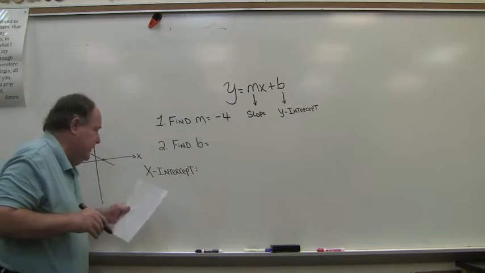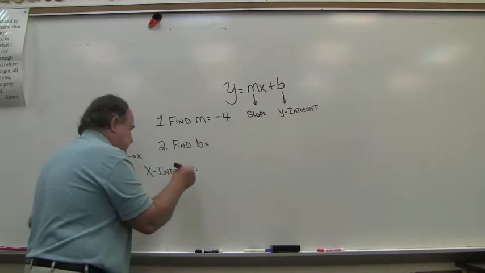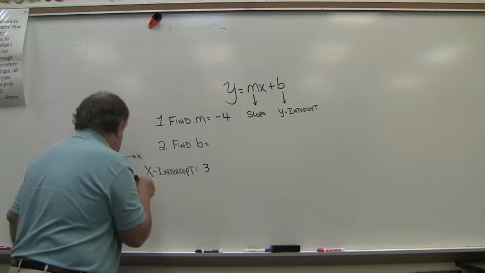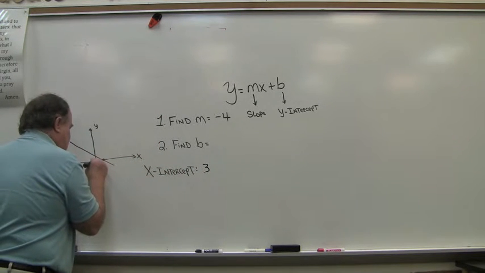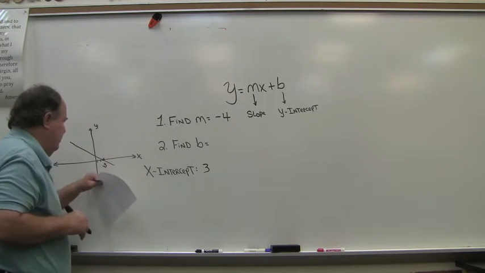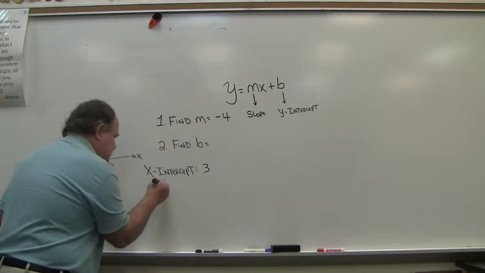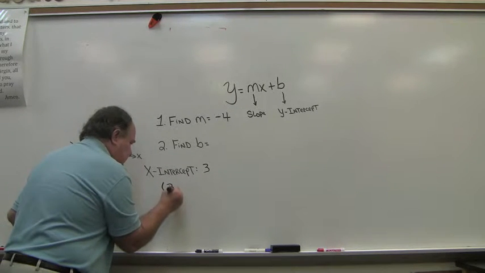So let's look at it. It says the x-intercept is 3. Okay, so it's going to cross, let's just say this is 1, 2, this is 3. So I'm going to go ahead and write my point here. If it crosses at 3, the point for this would be (3, 0).